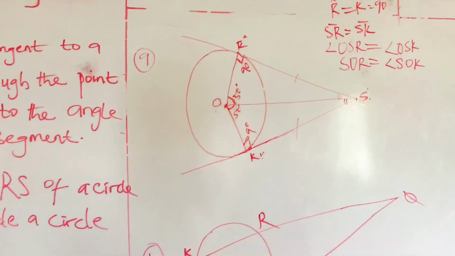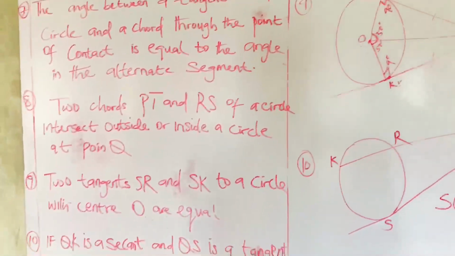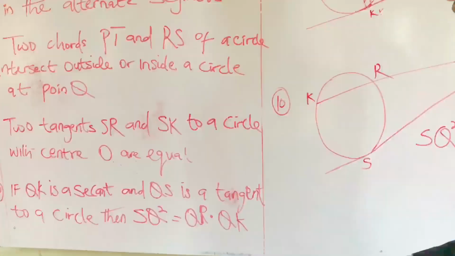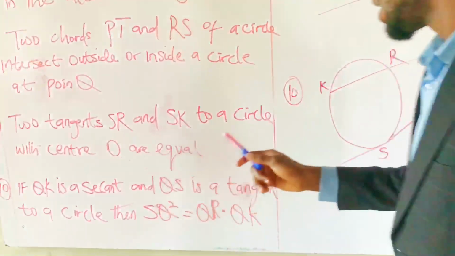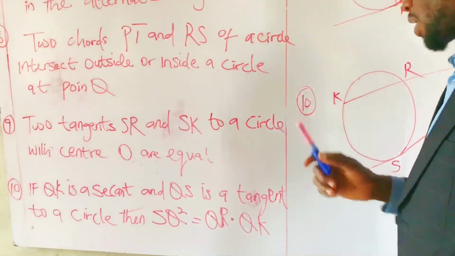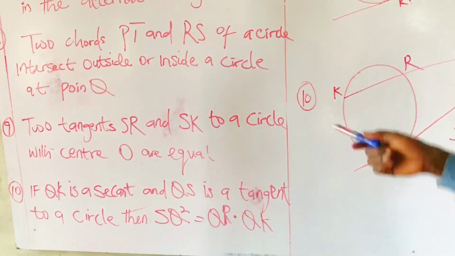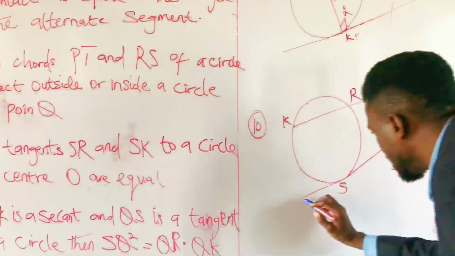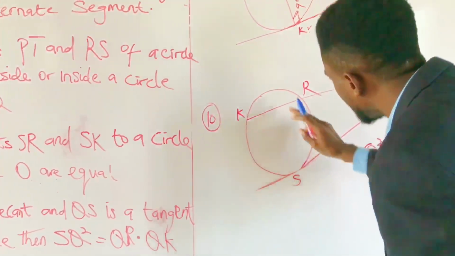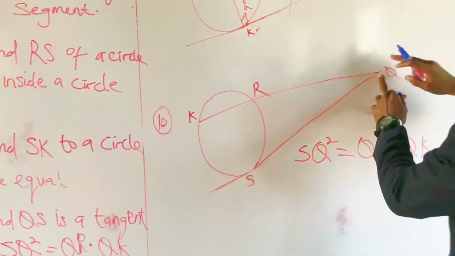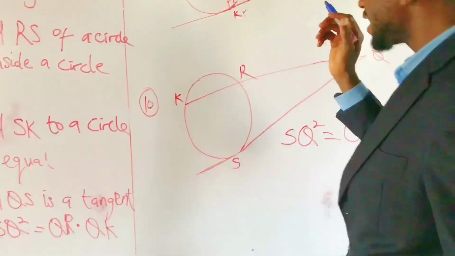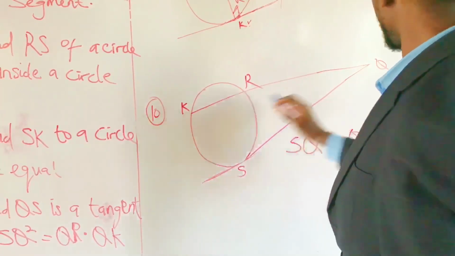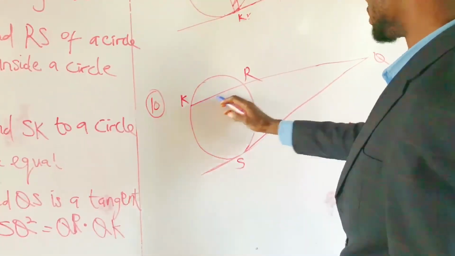Theorem 10 says if QK is a secant and QS is a tangent to a circle, then SQ square is equal to QR dot QK. What are we talking about? This line here is the tangent of this circle. This line that continues here is the tangent of this circle. Then this one, KR, line KQ, is the secant.